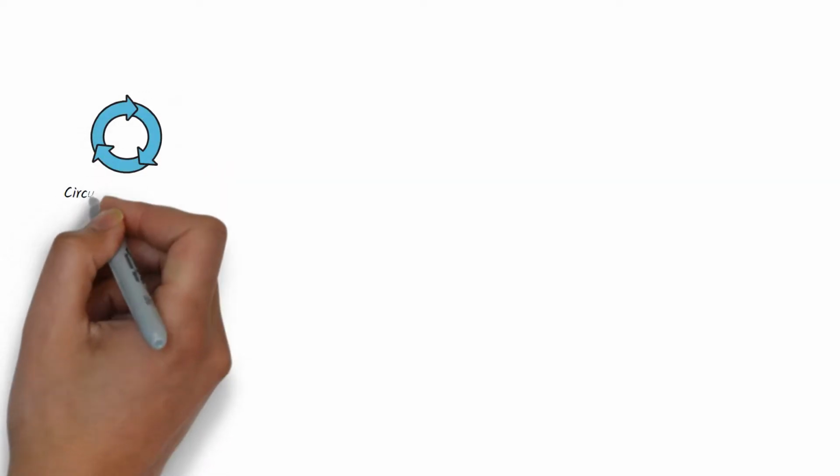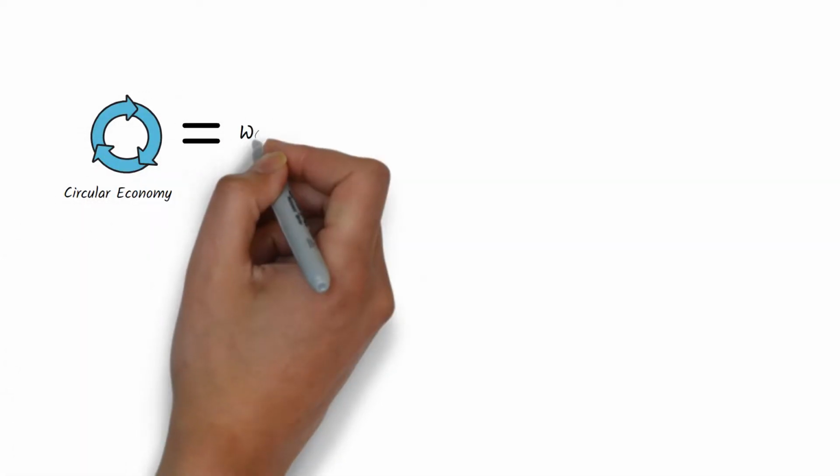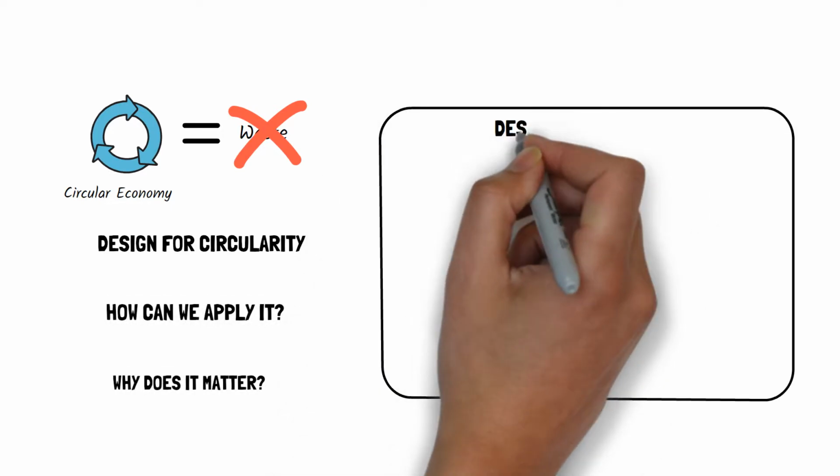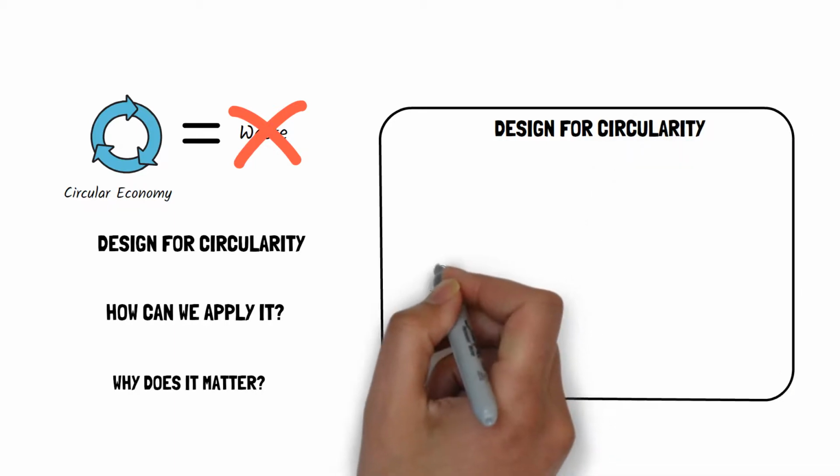The circular economy principle supports the idea of removing the waste completely and keeping the materials and resources in the value chain as long as possible. This means the system has to be designed for circularity. In this video, we look into what exactly is the design for circularity, how can we apply it, and why does it matter.